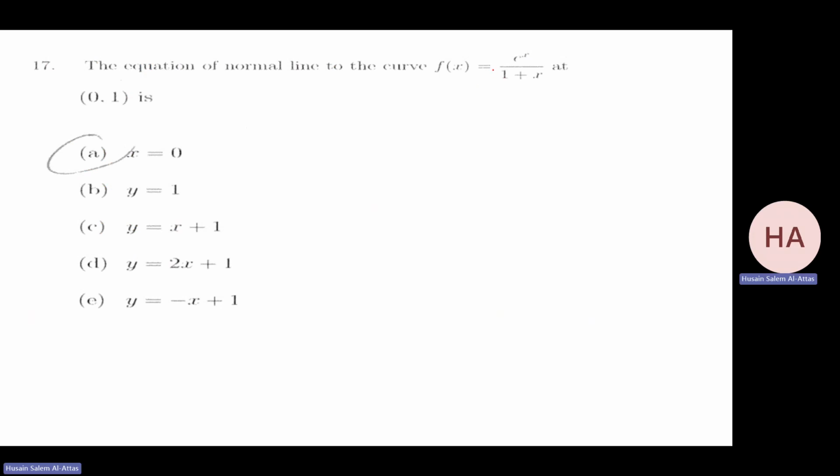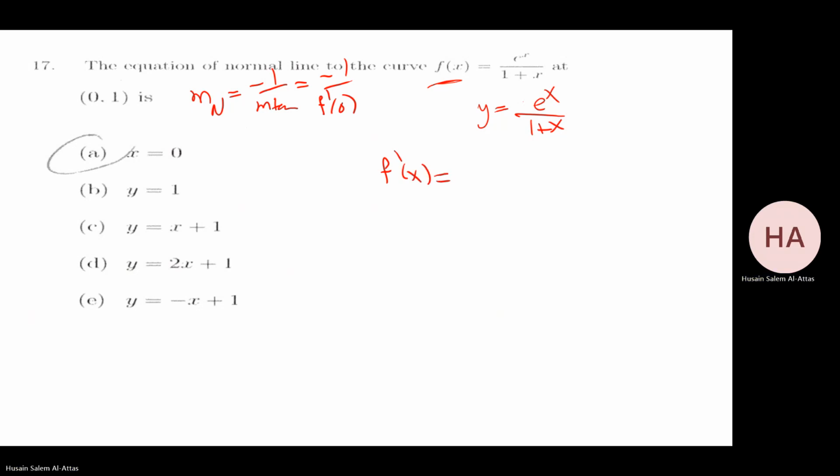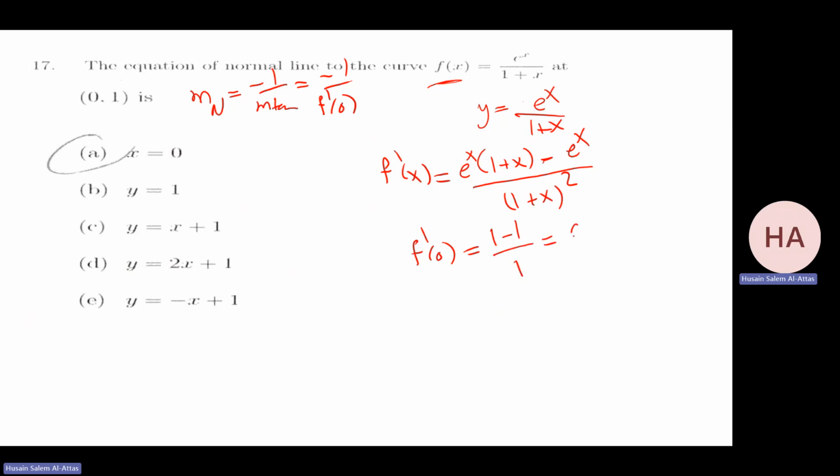What is the curve? Not sure if there is an x here or not. y equals, is it ax over 1 plus x? Yeah, no, ax only. Seems to be ax. Okay, let us see. I'm not sure about the equation. m normal equals minus 1 over m tangent, which is minus 1 over f prime at 0. So f prime at x: I have ax over 1 plus x, okay, minus ax over 1 plus x all squared. f prime at 0 will be what? 1 minus 1 over 1, which is 0.